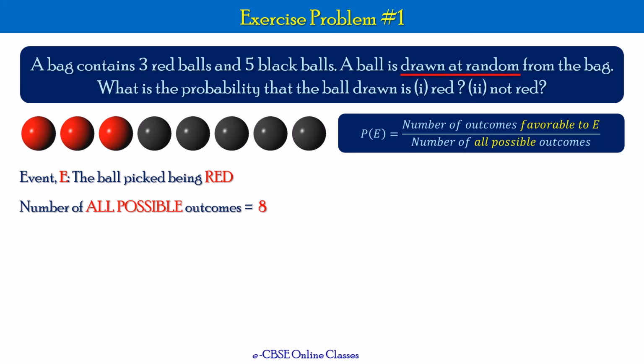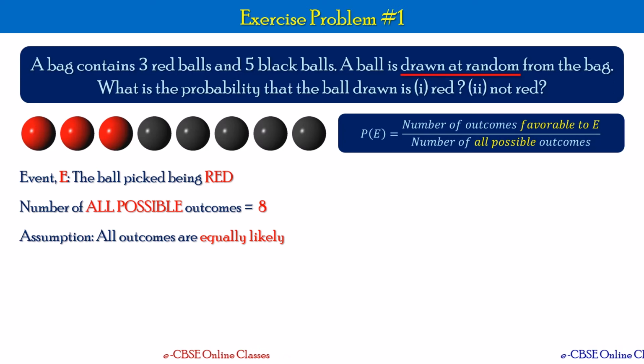Now, notice the keyword here, drawn at random. What does that signify? It says that you're not looking at the balls. You don't know what ball you are picking. So, all outcomes are equally possible. So, our assumption is all outcomes are equally likely.